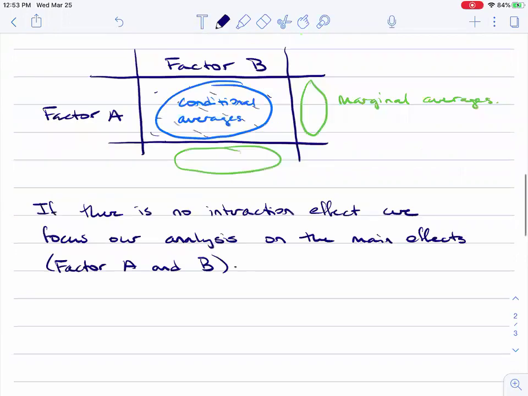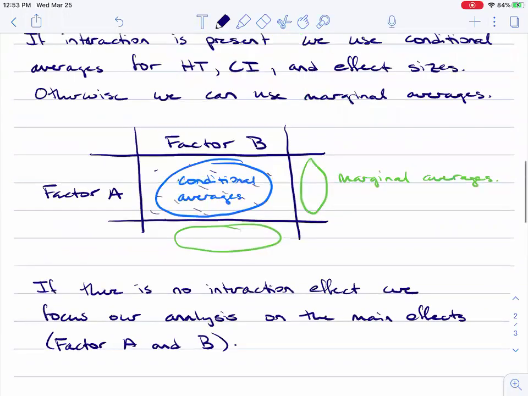Right? Which I think you would do anyways. If you're saying, okay, there's no interaction term, I don't really care about that. It's just if there is an interaction effect, then these marginal averages aren't actually going to tell you very much, right?